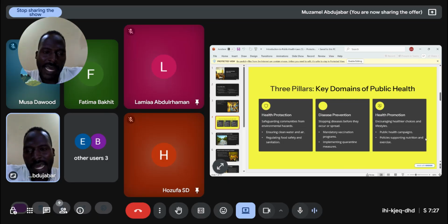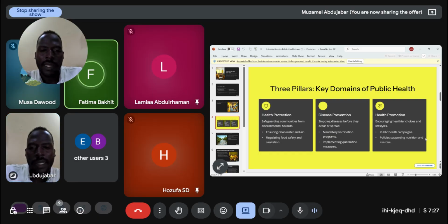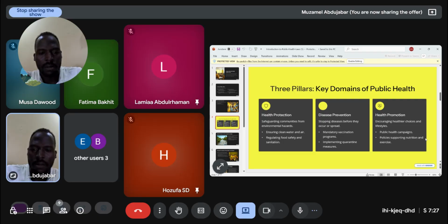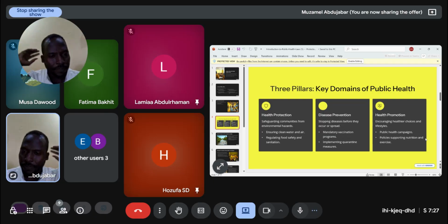One of them is health protection. This is one of the very important pillars. Health protection focuses on safeguarding the community from environmental hazards to ensure clean water and air. Additionally, it regulates food safety and sanitation. How can you save our community from hazards?